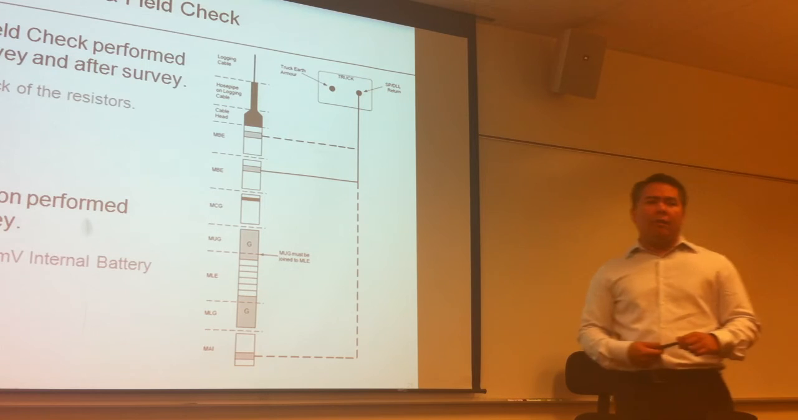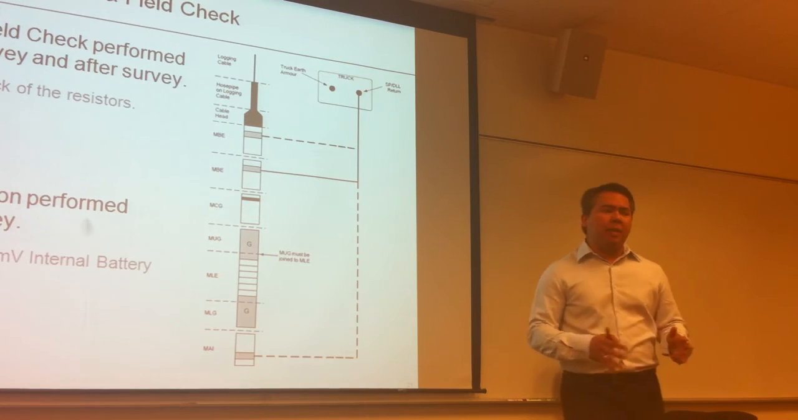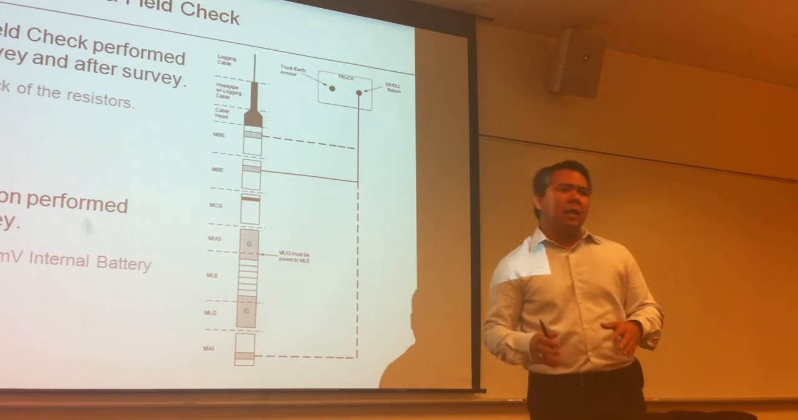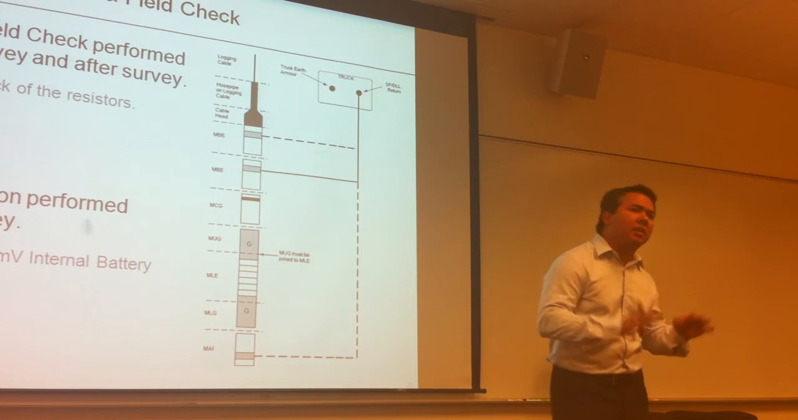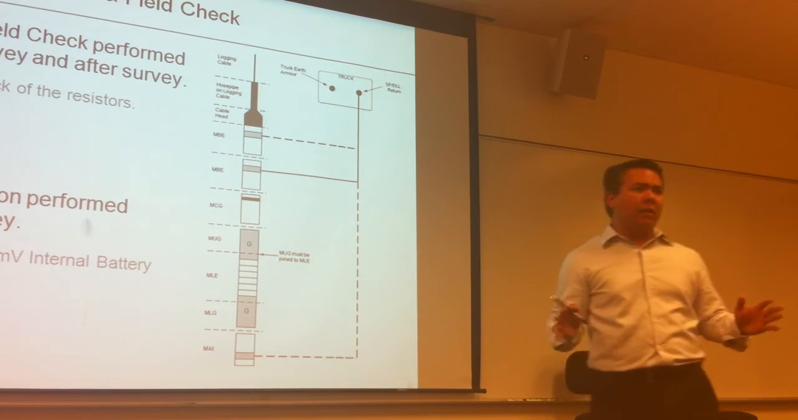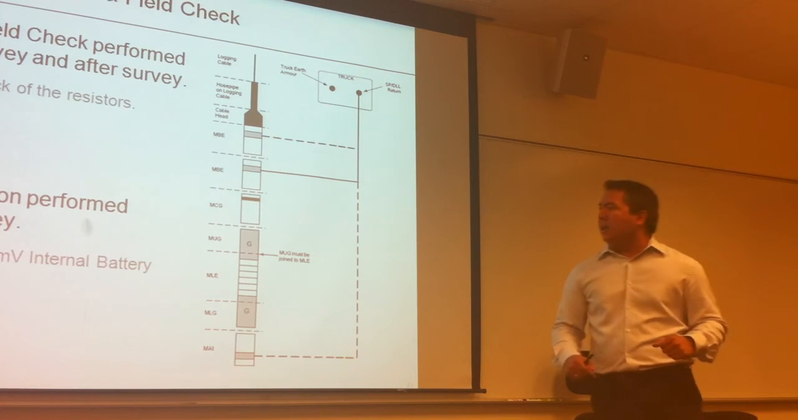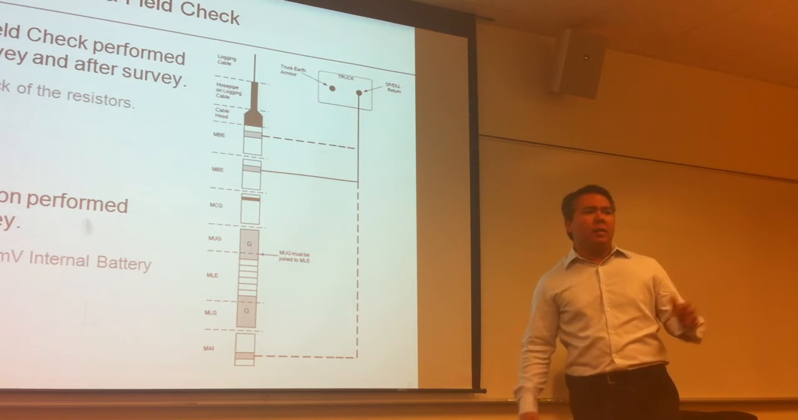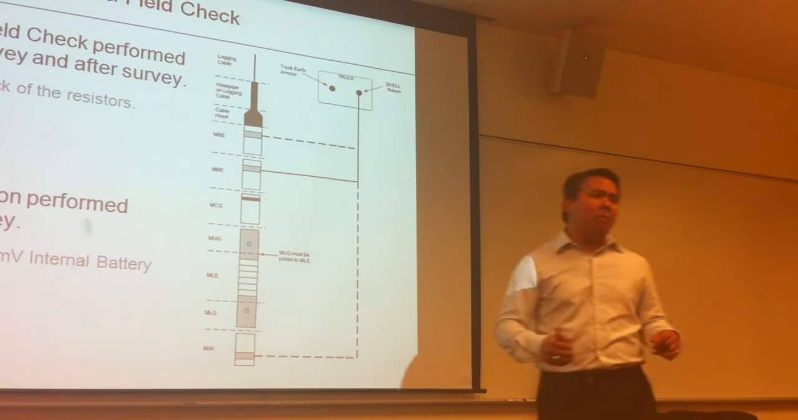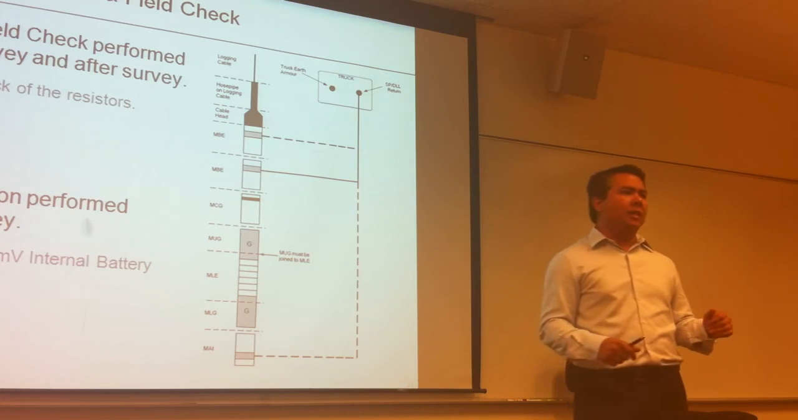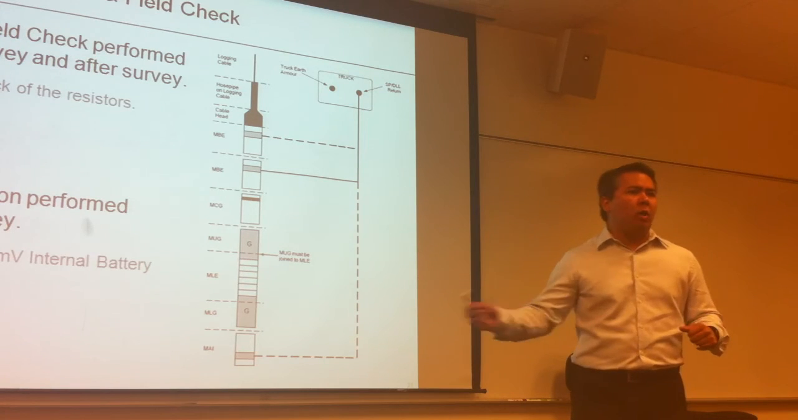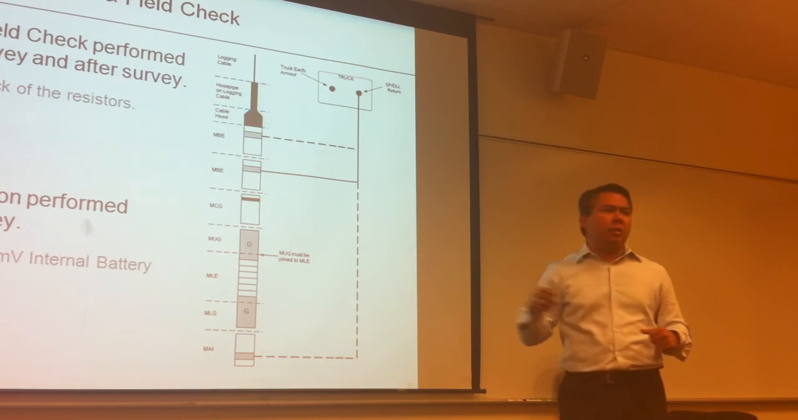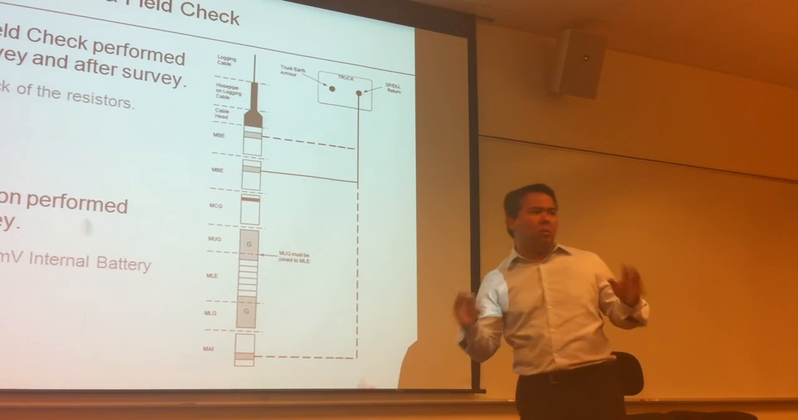Also, we have a base and field check. This is done before and after survey. Here, what we are making sure is that the internal resistors of the tool are good. And also, we perform an SP calibration. We have an SP measurement, right? So by using a 10 millivolt internal battery in the patch panel, we connect the SP electrode to the tool, and we measure and make sure that the tool is working fine.